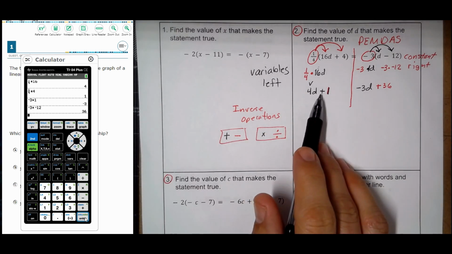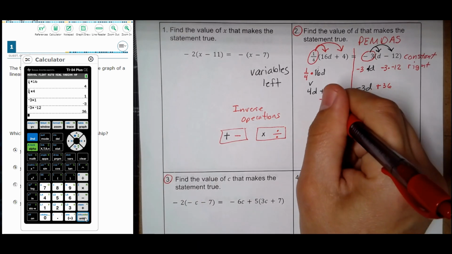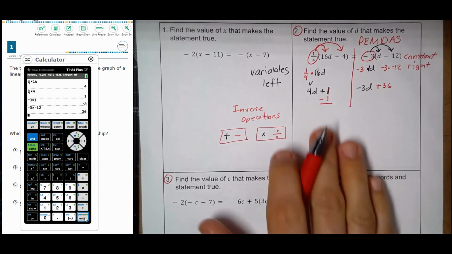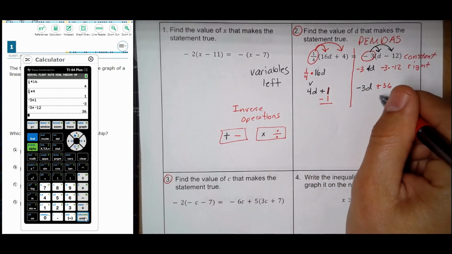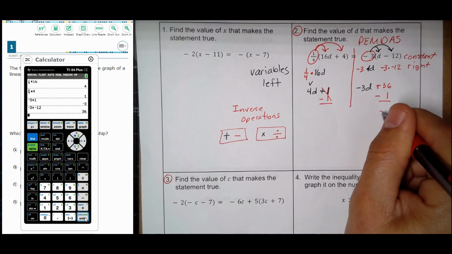So this is addition, right? So we have to subtract it. So I'm going to subtract 1. And whatever I do to one side of the equation to keep it balanced, I do to the other side. So on the other side, I'm going to subtract 1 as well. 1 minus 1 equals 0. They cancel. 36 minus 1 gives me 35.